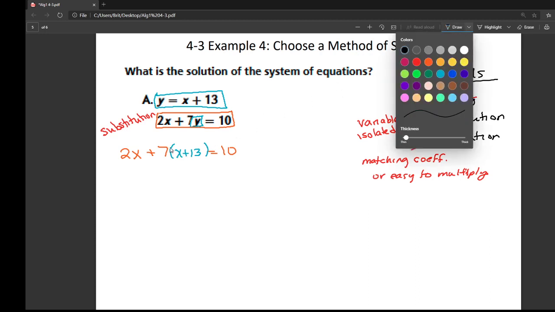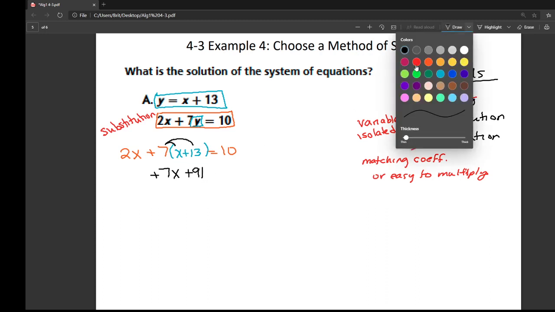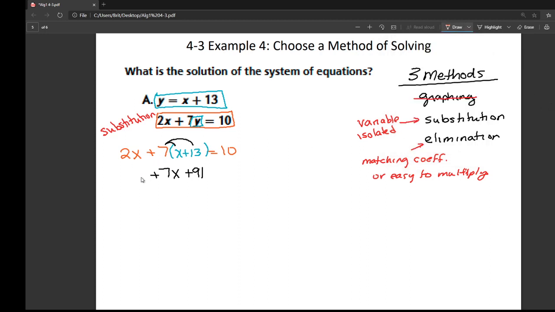So now I'm going to go ahead and distribute. So 7 times x is 7x, and 7 times 13 is 91. Now remember, the rest of the equation is still there, so I still have a 2x, and this all still equals 10. So now I collect my like terms. So 2x plus 7x is 9x.